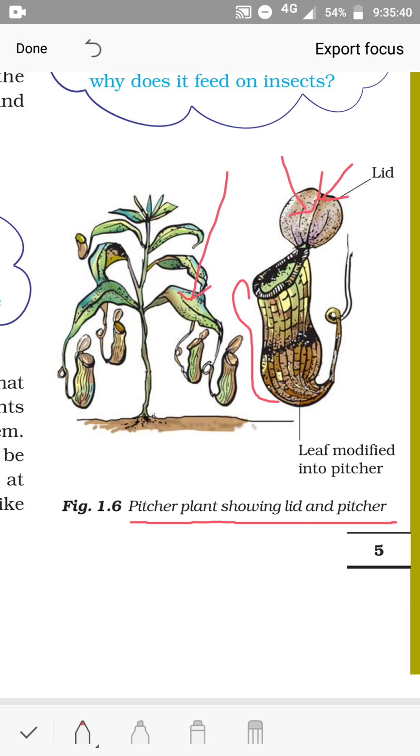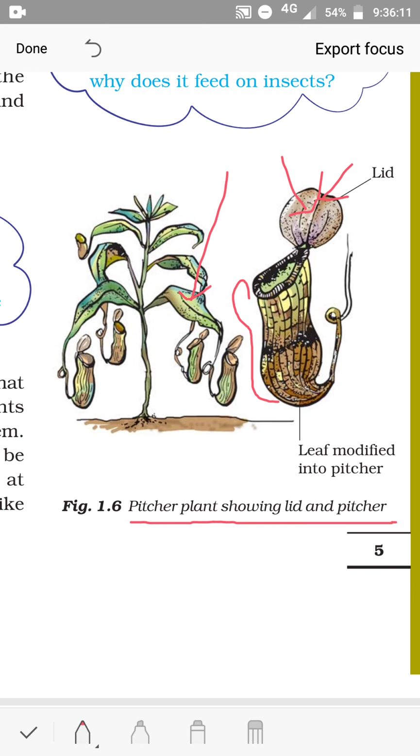Other examples are Venus flytrap, sundew, drosera. These plants also take the insects as their food. And as the leaves are green in color, they can make their own food. But for a particular nutrient, they depend on the animals. So they can be said to be partial heterotrophs. That means partially they are depending on other organisms for their nutrition.